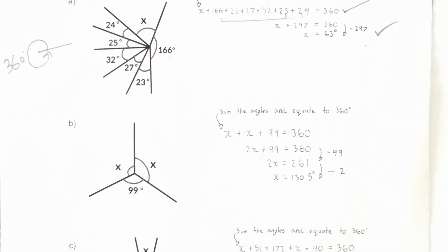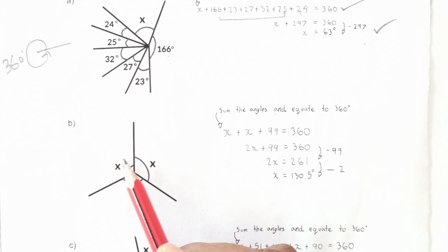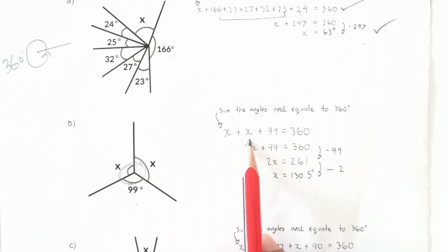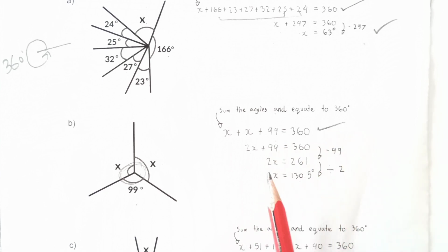So similarly, there is another question here. You can see we have only 3 angles here. So that's going to be x plus 99. Again, you see this is a full circle. So x plus 99 is 360. Then you just calculate 2x plus 99, 360. Then 2x, you subtract 99 from 360, which is 261. Divide by 2 both sides, so you will get 130.50 as a final answer, right?